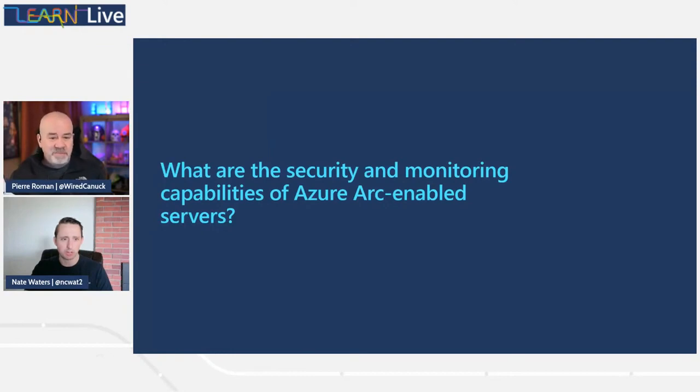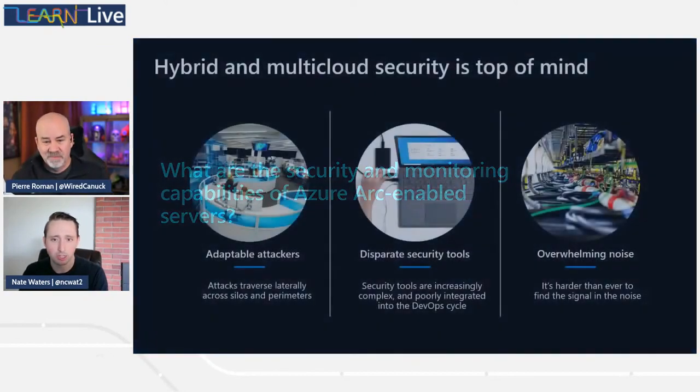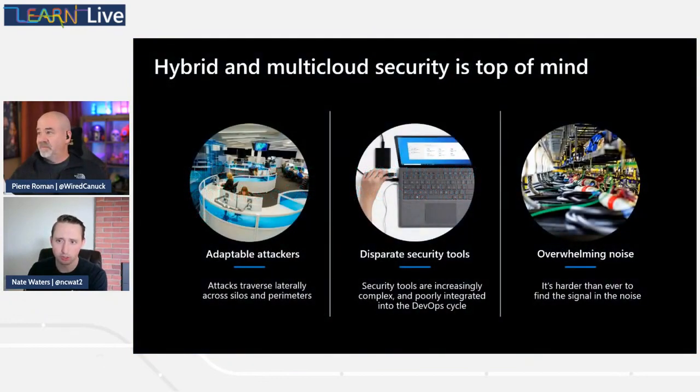And so what are the security and monitoring capabilities of Arc-enabled servers? I just want to talk about why hybrid and multi-cloud security is so top of mind. I think it's no secret that innovation in all of our apps and databases makes it really hard to have a secure landscape. And everyone has read the news of the unprecedented attacks going across different companies and the amount of ransomware out there. Security tools are somewhat disparate as well and aren't well integrated into the DevOps lifecycle, resulting in patchwork security. All of this adds up to an overwhelming noise, making it really difficult to pinpoint the complex threats from a massive influx of security signals.